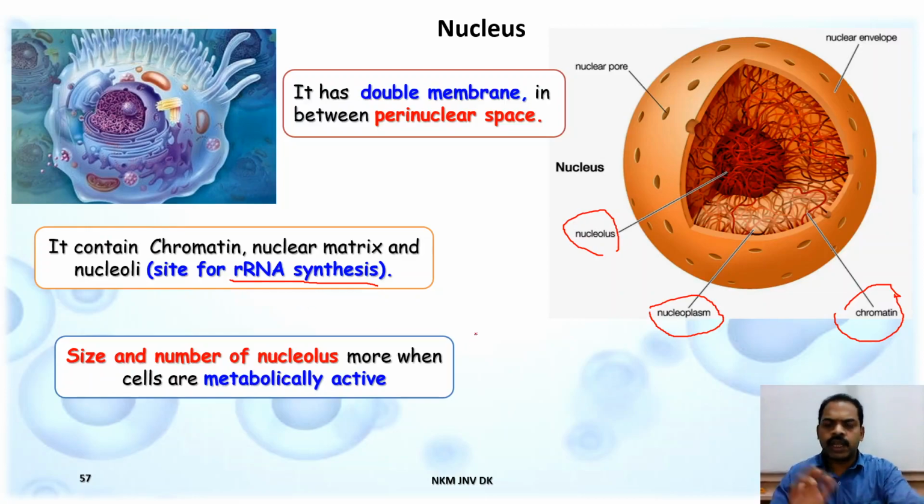So where the cells have to produce more protein, they should have more RNA. More rRNA required means the number of nucleoli may be more or their size may be more. So that is very important.